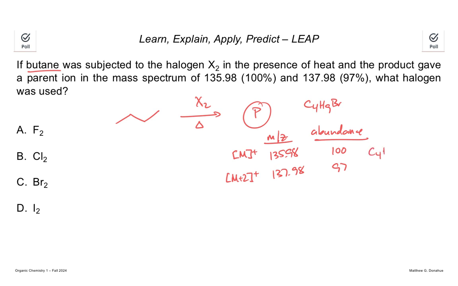So this would be C4H9 79Br, sorry, not 35, and then C4H9 81Br. The difference of 2 comes from 81 minus 79. So we've established that butane is going to form a bromobutane.